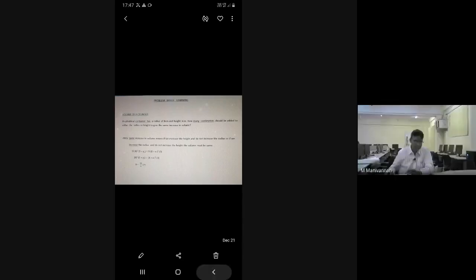After solving, we get x equal to 16 by 3 centimeters. So if we add 16 by 3 centimeters to either the radius or the height, we will get the same volume in both cases. So that is the problem. Thank you very much, sir. Good, sir. Next participant, please.